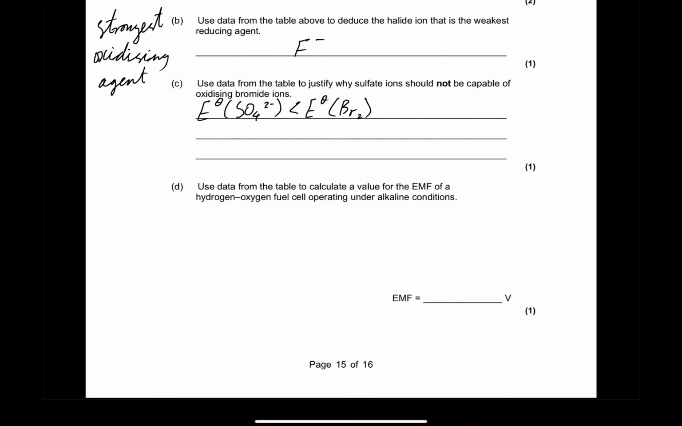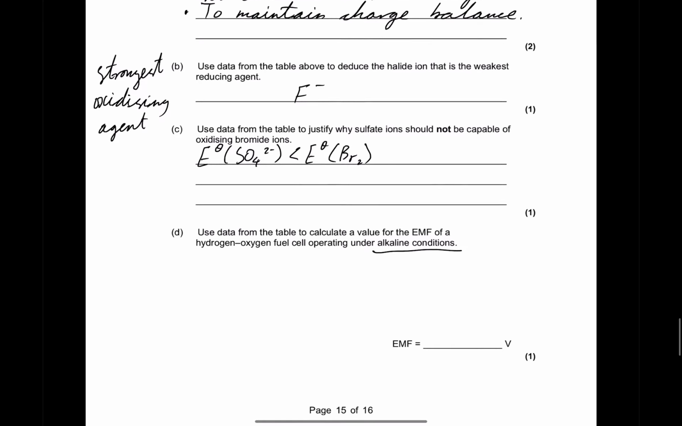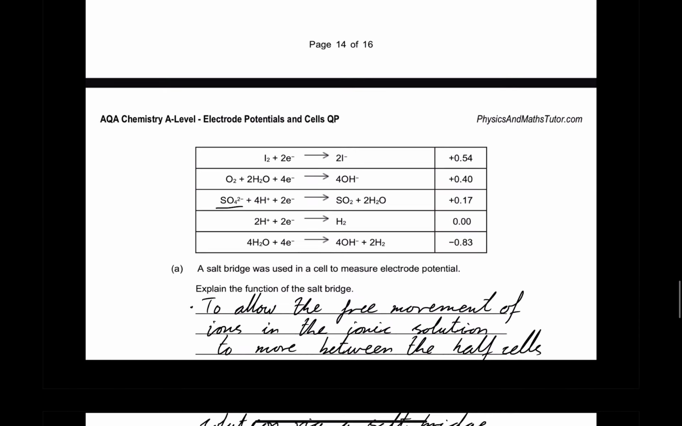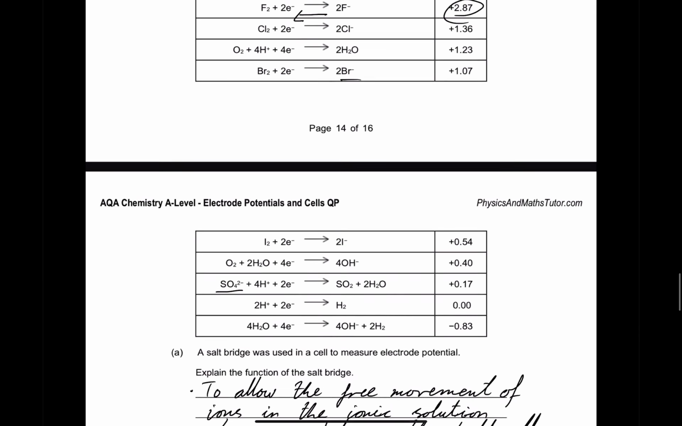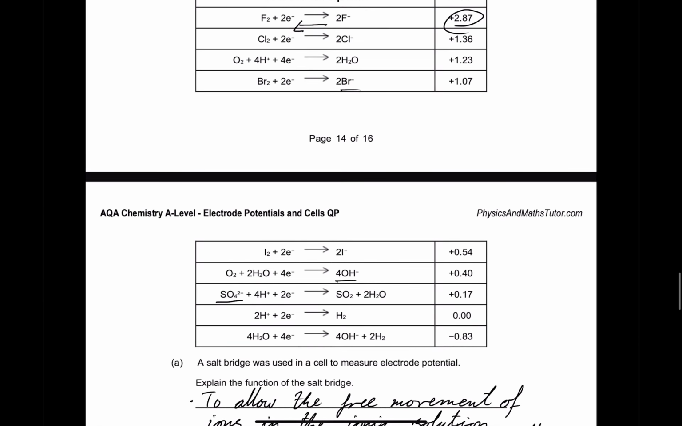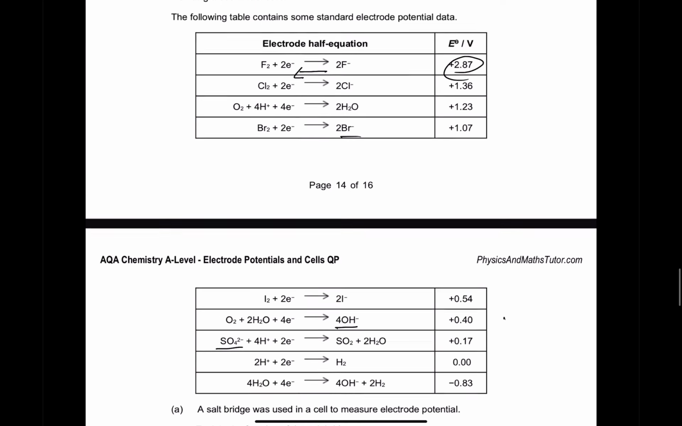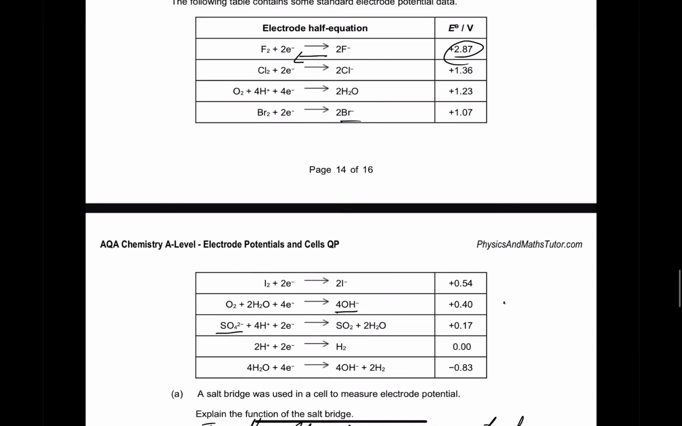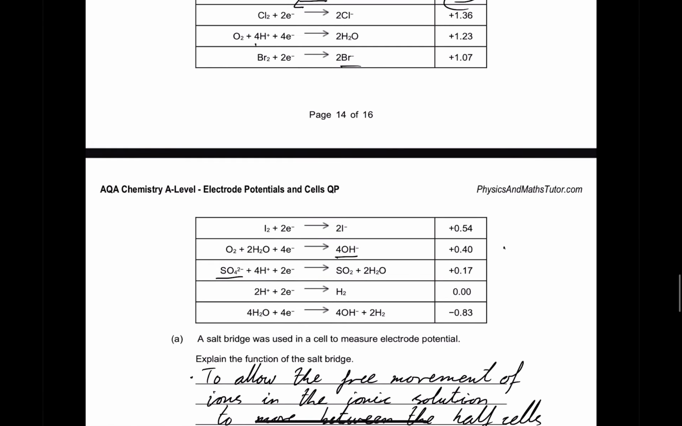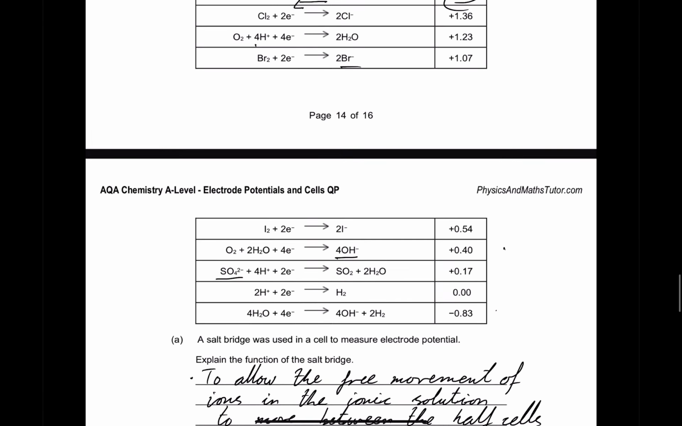Use data from the table to calculate a value for the EMF of a hydrogen oxygen fuel cell operating under alkaline conditions. So this is one of them. No, that's an acidic condition. So no, this one here. So it's going to be between this one here and this one here.